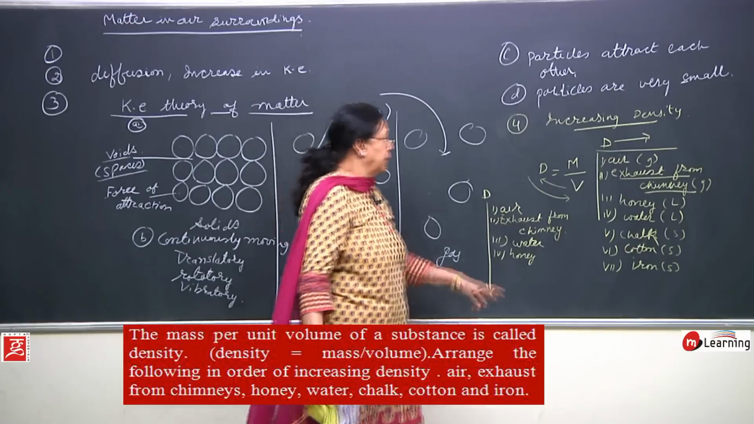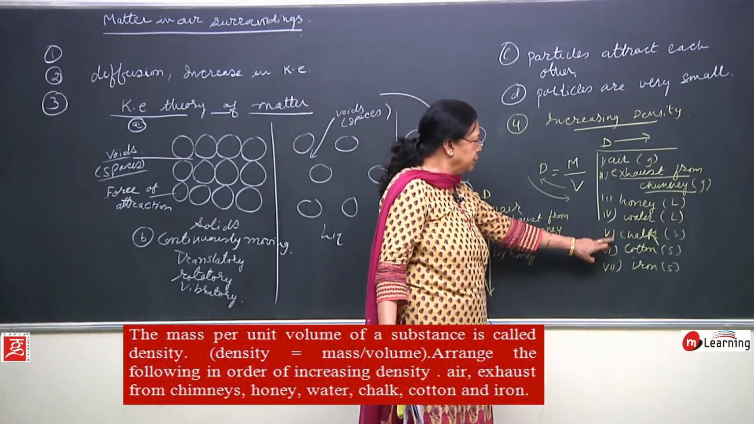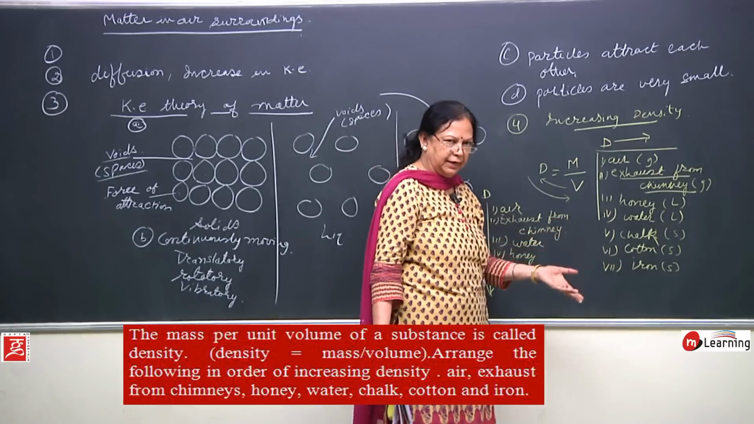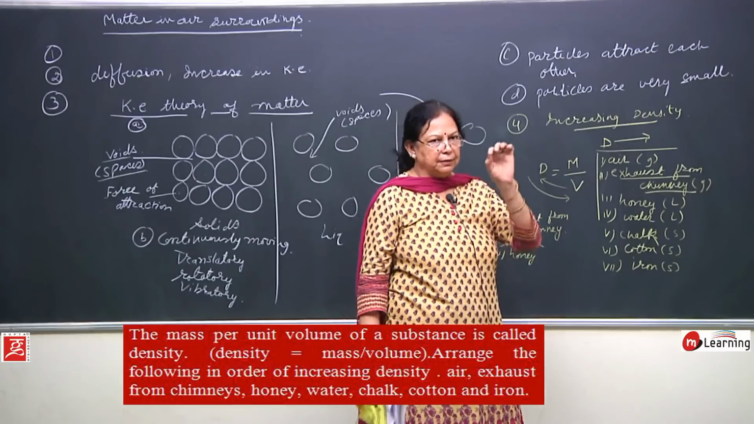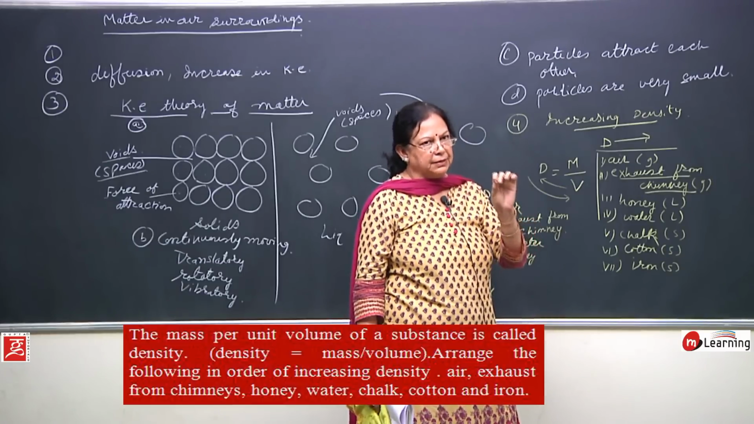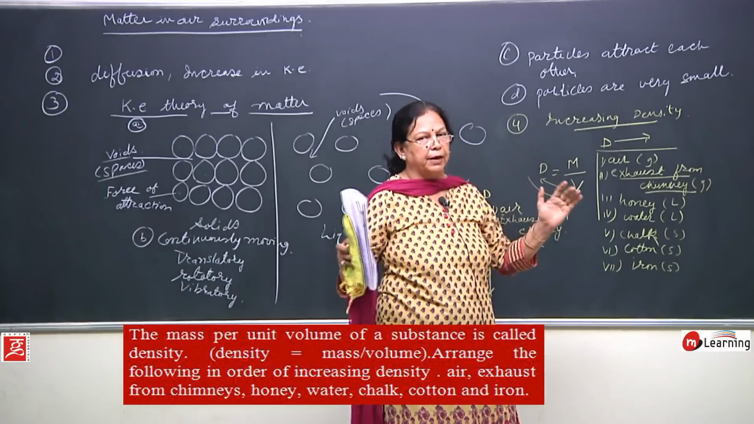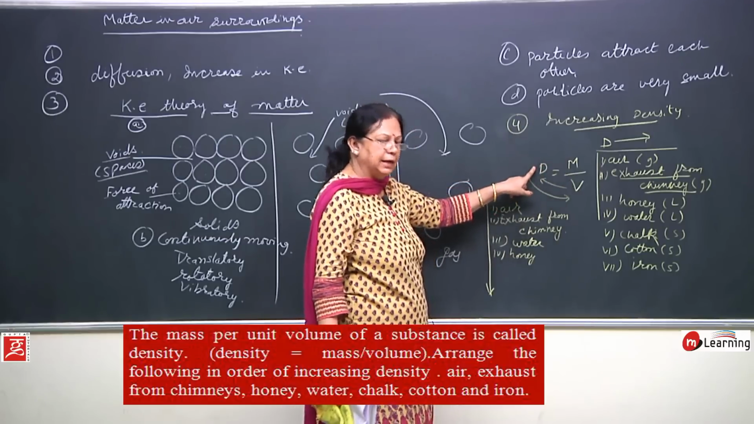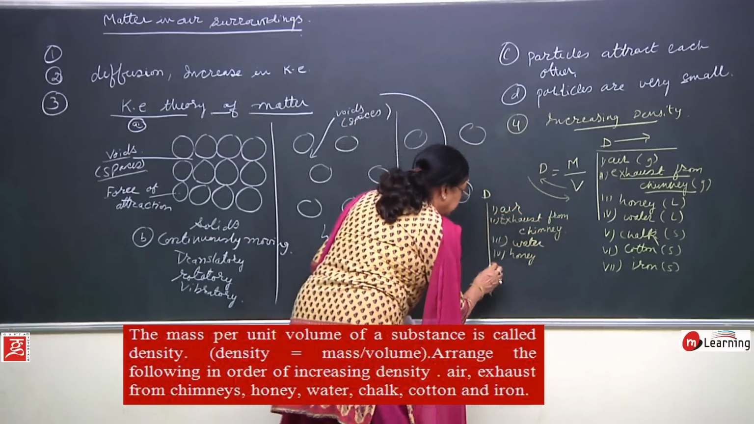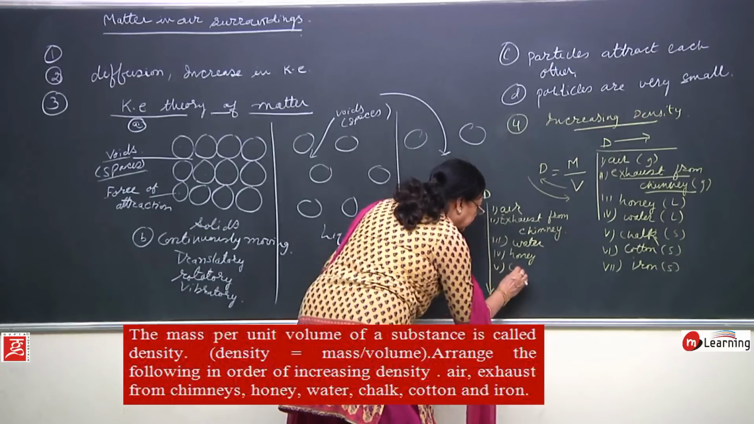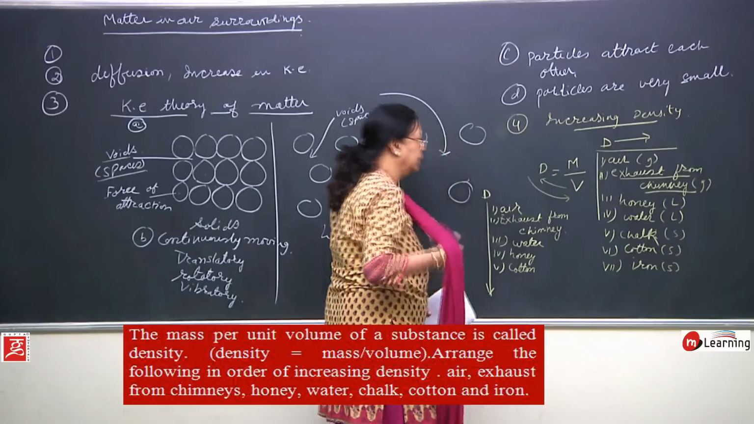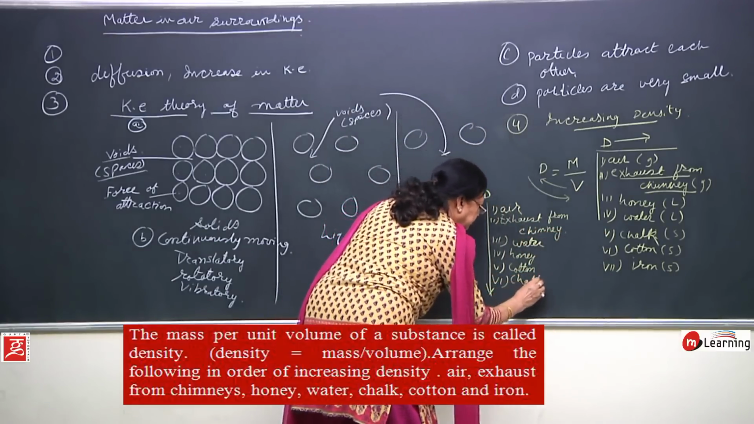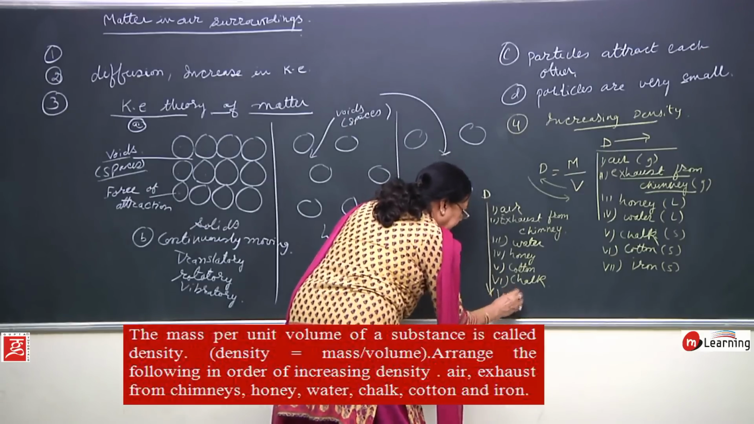Now amongst these three, chalk, cotton and iron, cotton, as we all know, is very light. Why is it light? Because between the particles of cotton there are air spaces, so the volume occupied by cotton is more, and if volume is more, then density of course will be less. So among these three, the lightest is cotton. Then comes chalk, and lastly iron.